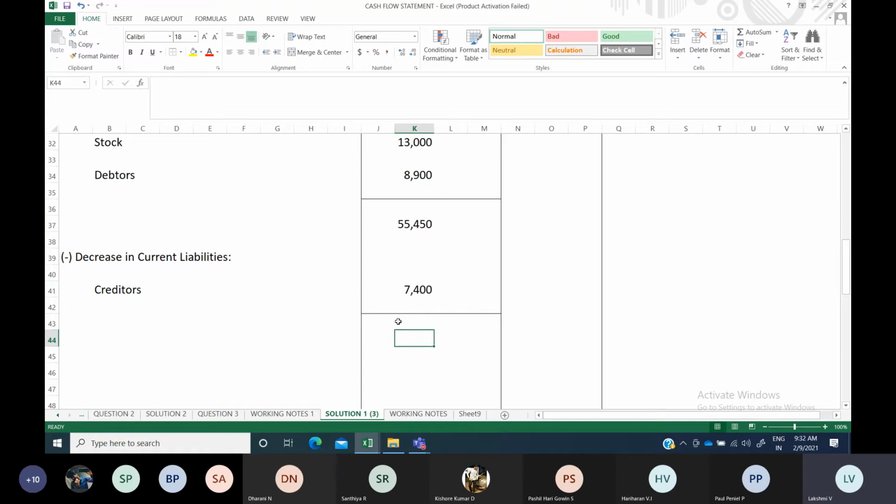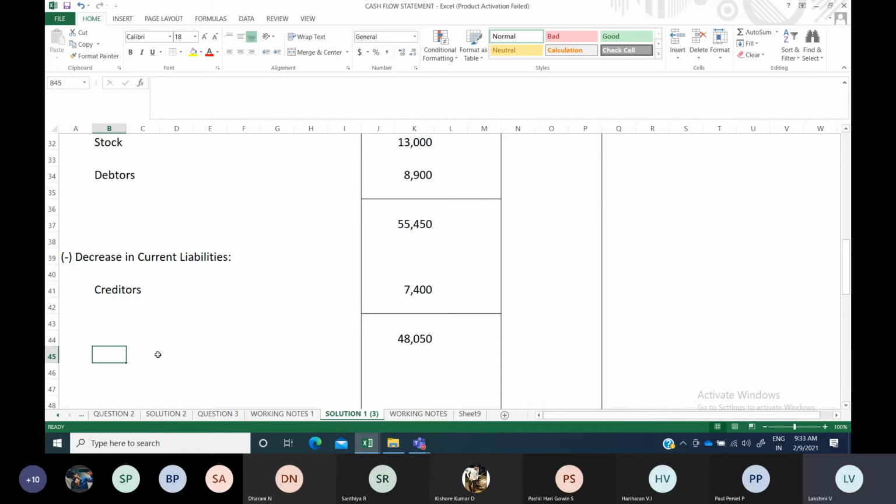Now let us total this amount of 55,450 minus 7,400. Where we have to add, where we have to subtract, all those things you have to remember. Okay. So 55,450 minus 7,400. So I am getting 48,050. Okay, now usually what we call this amount is cash from operating activities if it is a positive answer. Or else we name it as cash used in operating activities.